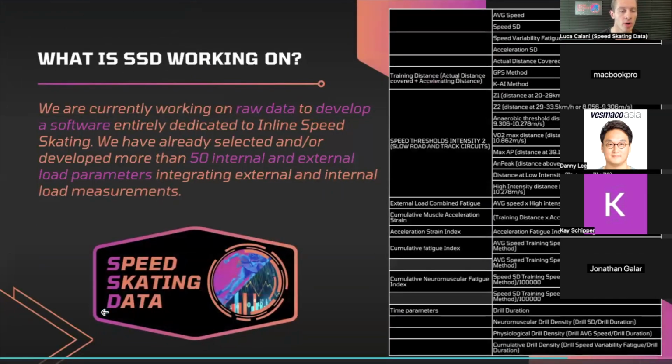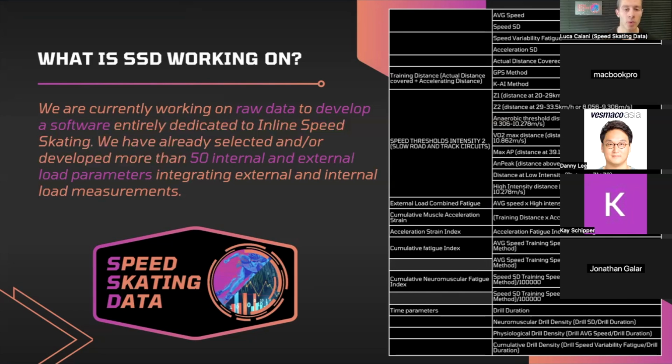What we are working on with the speed skating data is to try to develop software dedicated to speed skating, to use this device and to monitor the training load. You can select your parameters. Maybe today you want to work on neuromuscular, and you get a neuromuscular parameter for it, and then you can track it during the year and see how your athlete is doing.